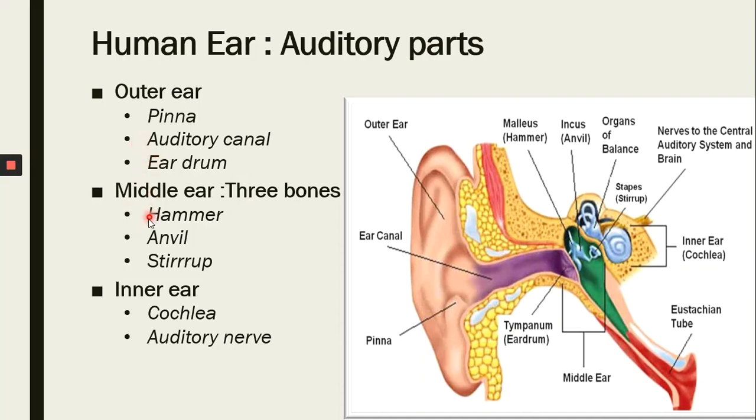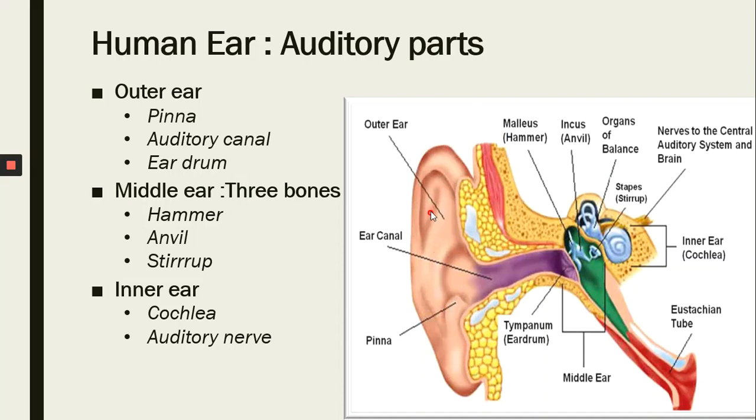The middle ear has three bones: hammer, anvil, and stirrup. The inner ear contains two parts: cochlea and auditory nerve. These are the main parts of the human ear. As you can see here, this is the outer ear, and it is called the pinna.